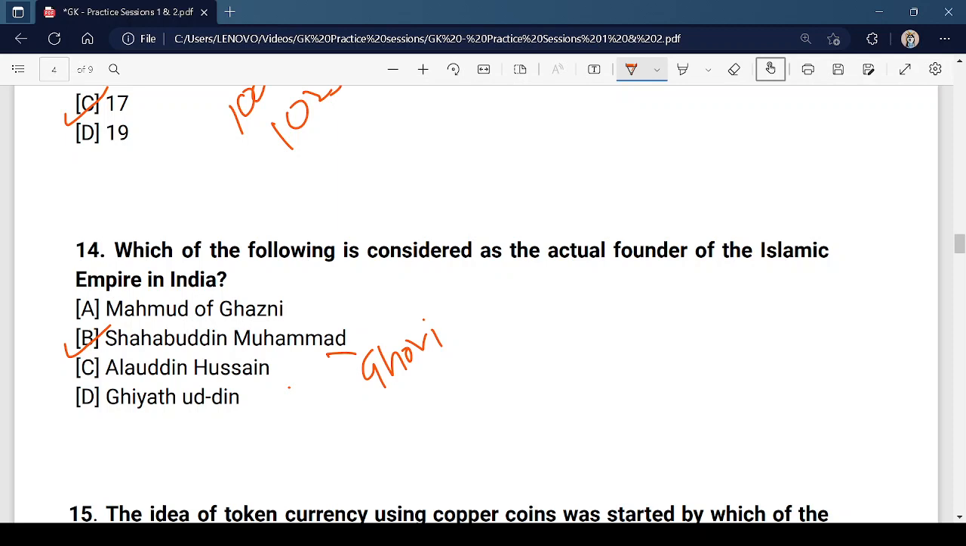As you all know, with the starting of the Delhi Sultanate, and before that, he aspired to take over Delhi and become the Sultan of it. So this is the right answer.